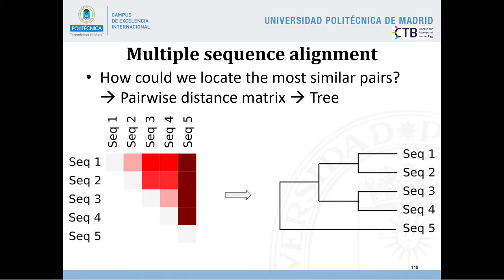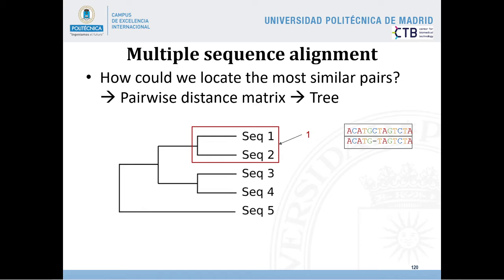We can create these trees by using different algorithms. One of the most famous is UPGMA, and the other one that we use a lot in phylogenetics is neighbor joining. As I said, these types of trees are usually known as guide trees because they help us in the multiple alignment.